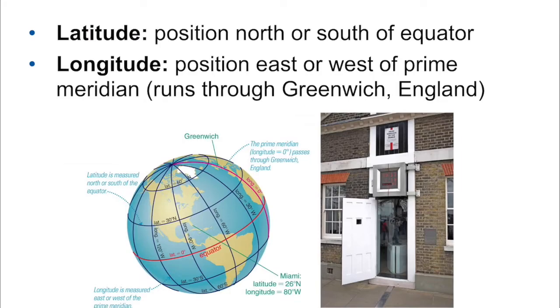All right? So latitude and longitude, they're terms that show up in the celestial sphere. They're, of course, terms on the surface of Earth itself, right?